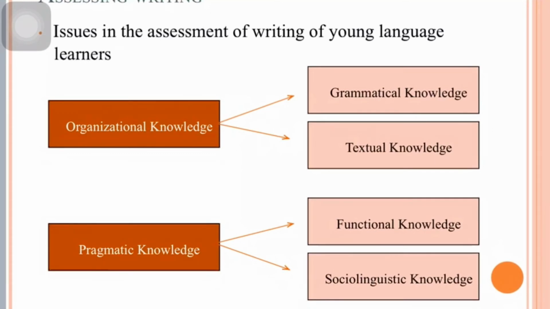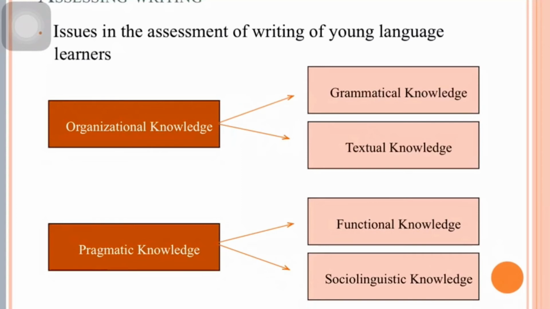We have organizational knowledge divided into two: grammatical knowledge and textual knowledge. Grammatical knowledge is more about knowledge of grammar needs to increase, but for the textual knowledge, how the students write appropriate text structures for different audiences and purposes.